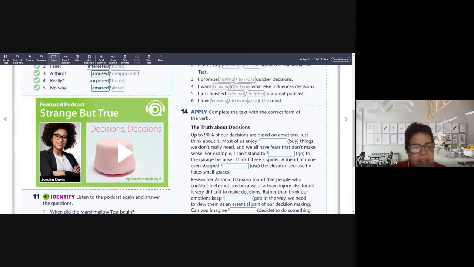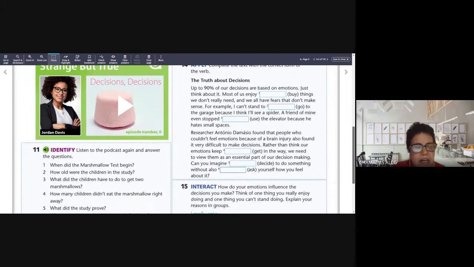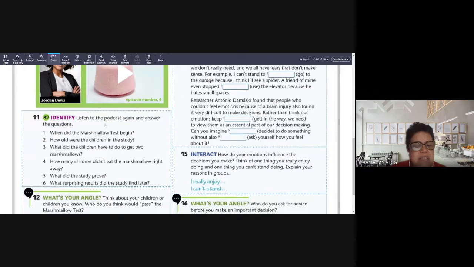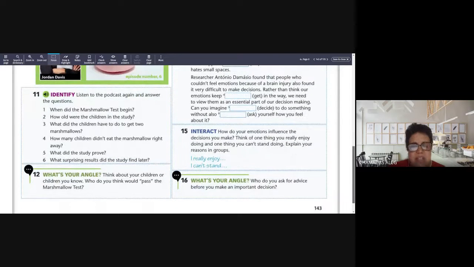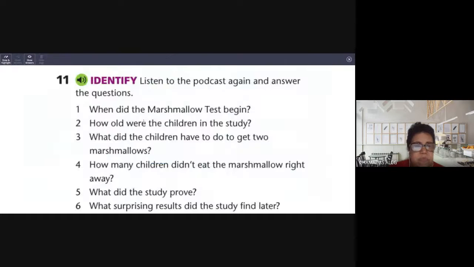So strange but true. Here we have a podcast. I don't know if we will have a chance to listen to that, but the last one here, listen to the podcast again and answer the questions. Let's listen to the podcast. It's about the experiment when they did this test with the kids. It's really interesting. It actually happened. Okay, guys, it's not something fake or anything. There was a test, okay, and here we have the questions.